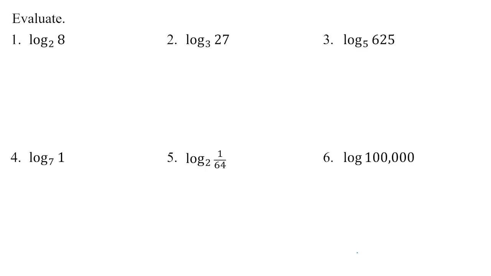Log base 2 of 8. Well, we know that 2 to the 3rd power equals 8. Therefore, log base 2 of 8 is 3. Log base 3 of 27. We know 3 to the 3rd power is 27. Therefore, log base 3 of 27 is 3. Log base 5 of 625. 5 to the 4th power is 625. Therefore, log base 5 of 625 is 4.